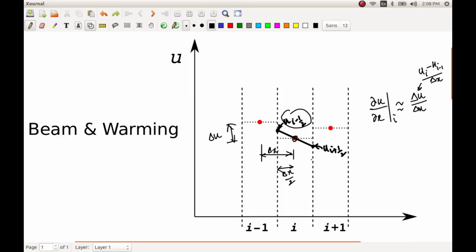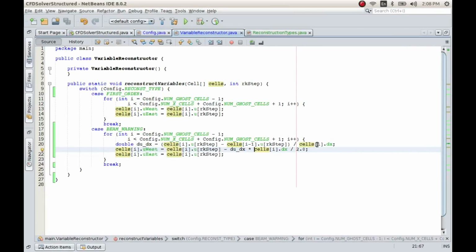at this particular point. Now we have to calculate the value at this particular point, that is u east. So the east side value will be simply the same value but with a plus sign, that is the right hand side of the cell, right? So we have these two values defined, and yeah, that's it. So we have our Beam and Warming method implemented. So let us look at what results we get.